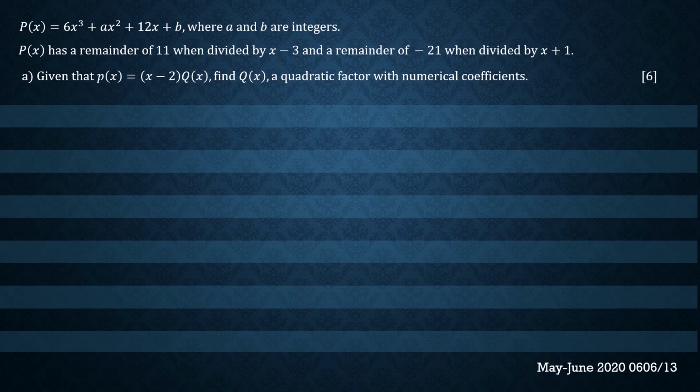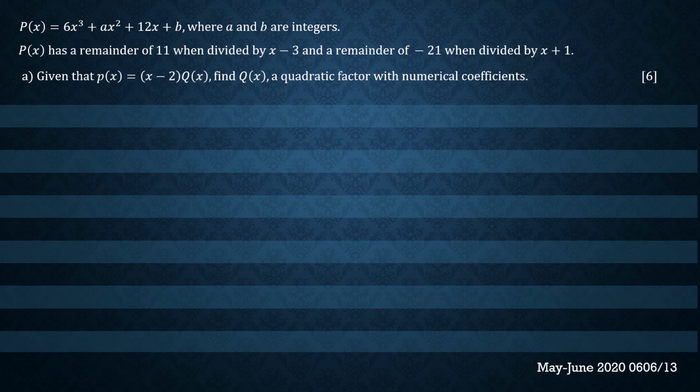So for part A, we're given that the polynomial equals x minus 2 times q(x). We need to find the polynomial q(x), which is a quadratic factor with numerical coefficients. So the first thing we need to do is solve for a and b.